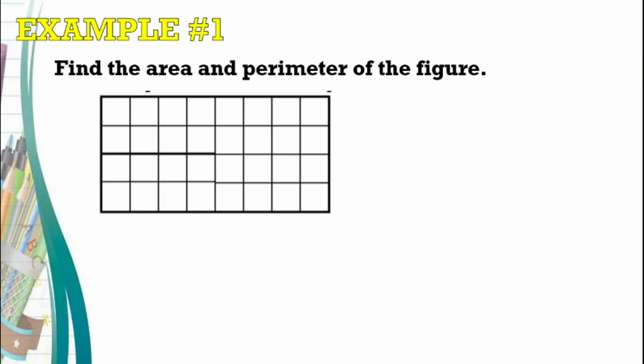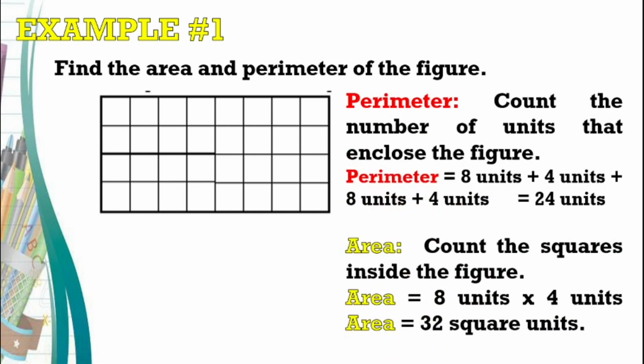Now, let's find the area and perimeter of this figure. So this figure is 1, 2, 3, 4, 5, and 1, 2, 3, 4, 5, 6, 7, 8. So the dimension is 4 by 8. So for the perimeter, count the number of units that enclose the figure. So this would be 1, 2, 3, 4. 4 plus 4, we have 8. And then 1, 2, 3, 4, 5, 6, 7, 8. So 8 plus 8, we have 24 units. So this would be the perimeter.